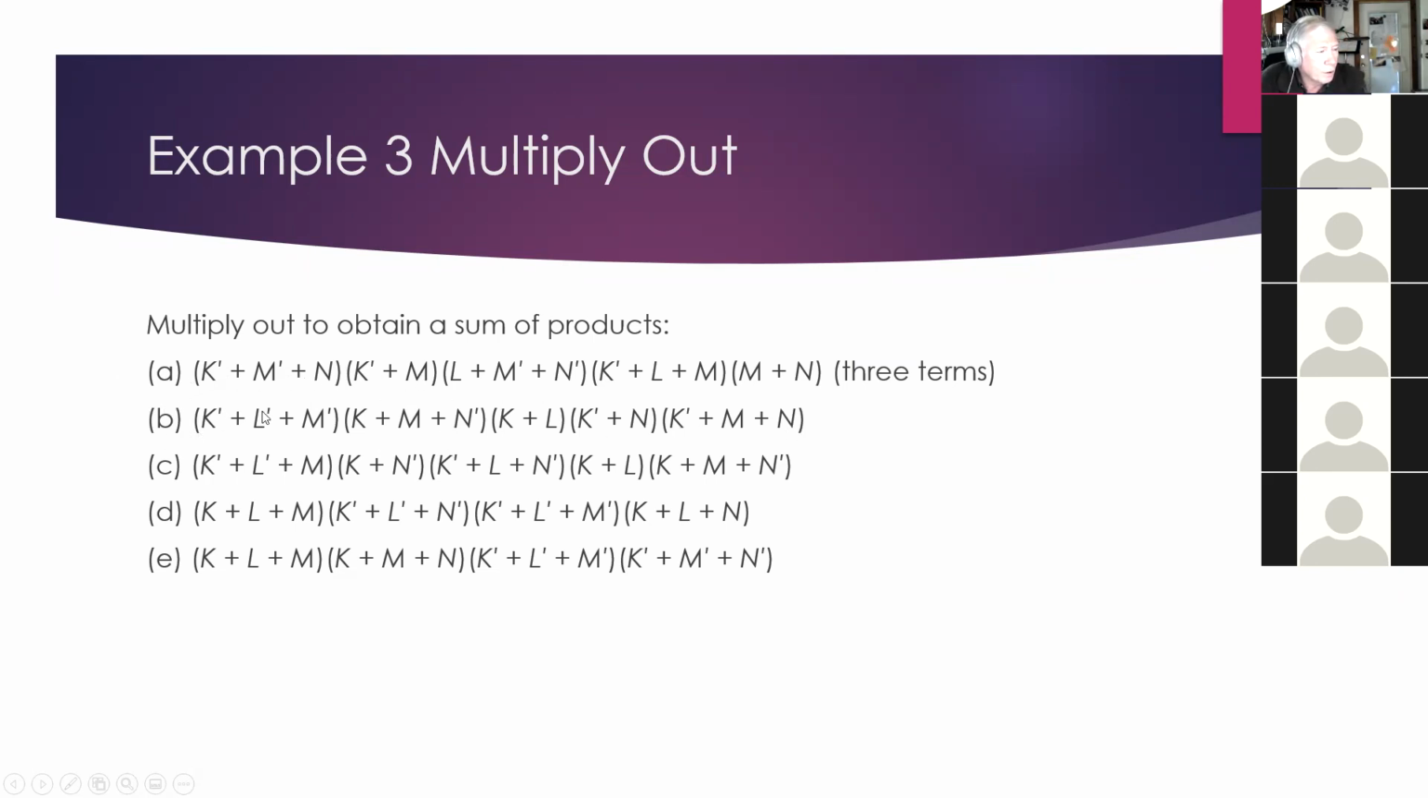So what do you see that we can do here? Are there any terms that we can eliminate? So we have a K prime plus N. So I see a K prime plus M plus N. So we can drop this term. And then we have a K plus L. Does that help us in any way?